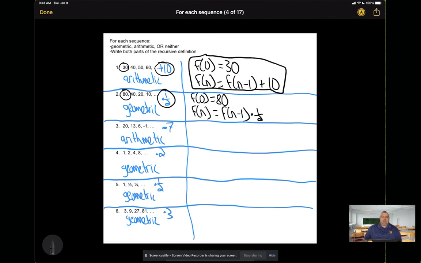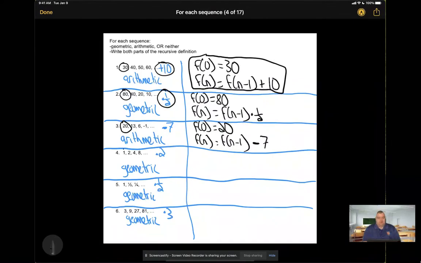Number 3 was an arithmetic sequence. So again, our starting term is going to be 20. So we're going to say f of 0 equals 20. And then f of n equals f of n minus 1. And in this case, it's an arithmetic sequence in which we're subtracting 7. So f of n minus 1 minus 7. And that is how we'll write it. Hopefully you're getting the hang of it. Let's quickly do the last 3.